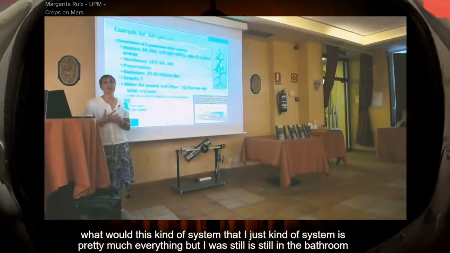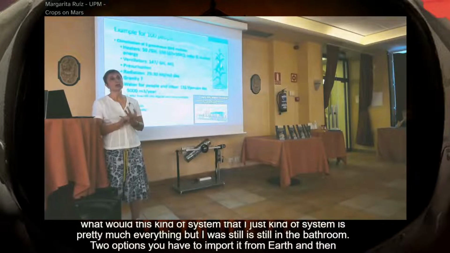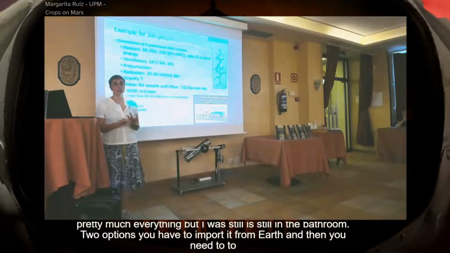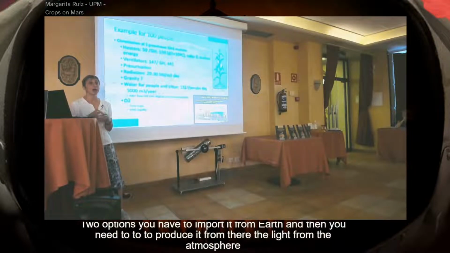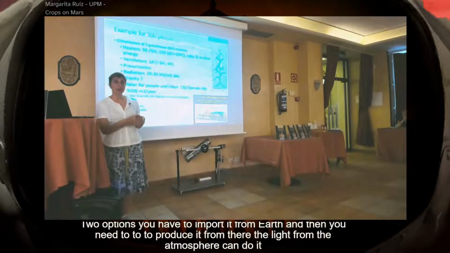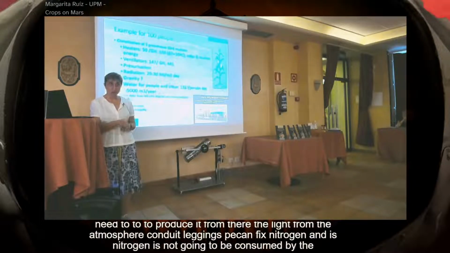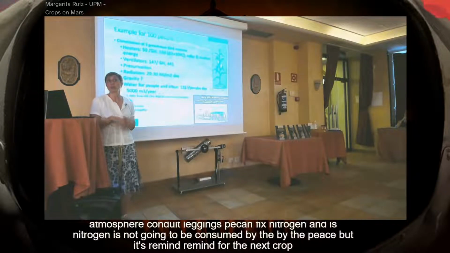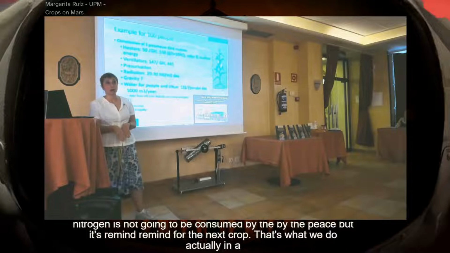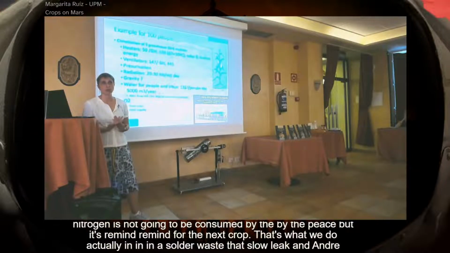But there are two options. You have to import it from Earth, or you need to produce it from the atmosphere. Plants can do it. Legumes, like peas, can fix nitrogen, and this nitrogen is not going to be consumed by the peas, but is going to remain for the next crop. That's what we actually do on Earth. So there are ways that you can slowly enrich your soil with nitrogen.